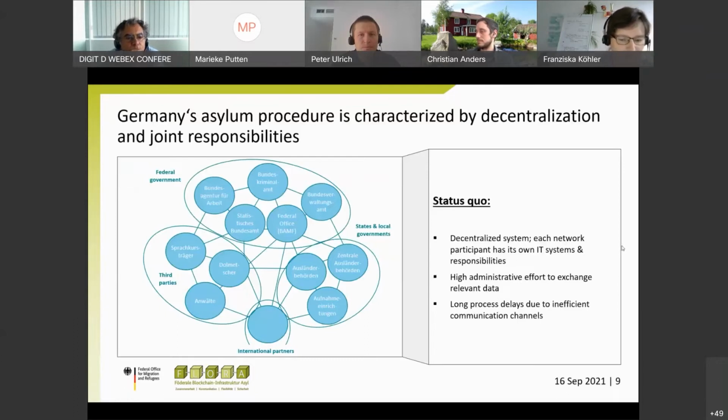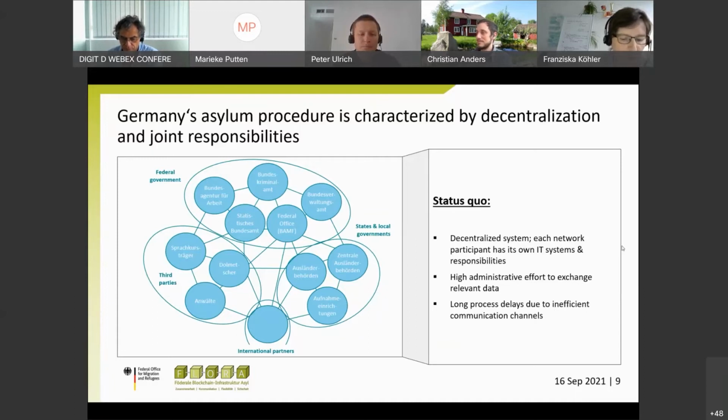Okay, then let's start with a quick look at the current situation in Germany. Of course, the asylum process is standardized throughout Germany by common legislation. That means the asylum procedure is broadly similar through the country. But due to the federal structure of Germany, the concrete implementation is slightly different. There are local variations, and it can be said the asylum management is a shared challenge with individual responsibility and with a lot of participants.